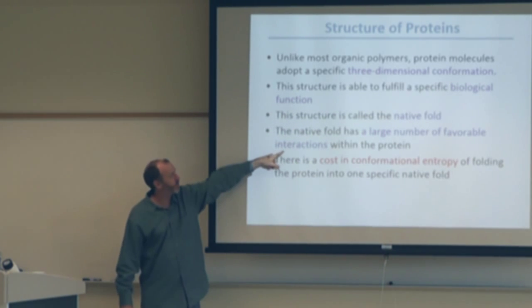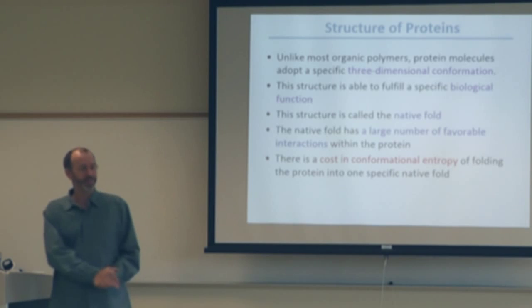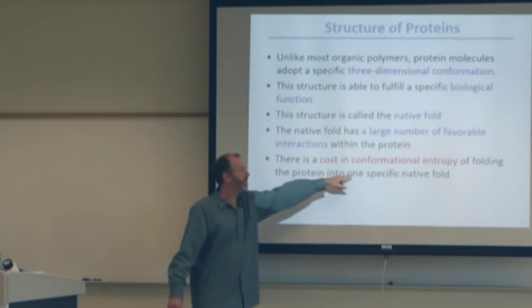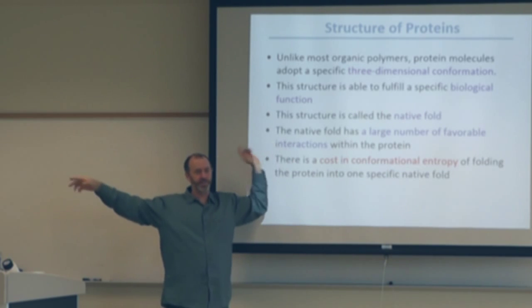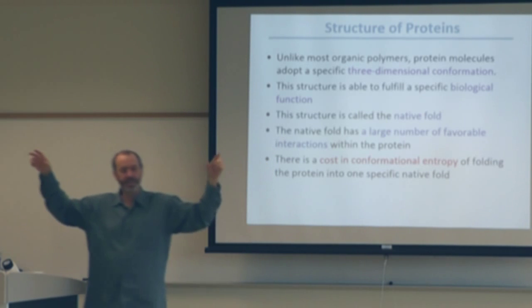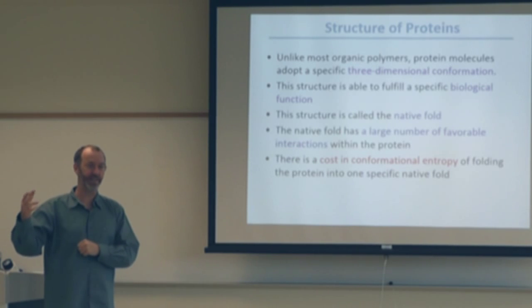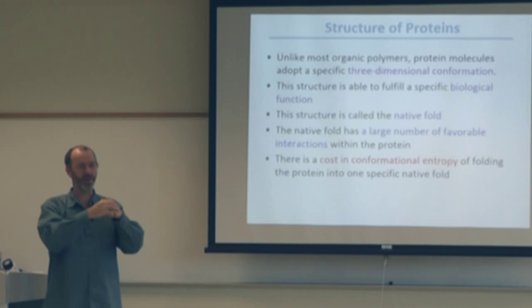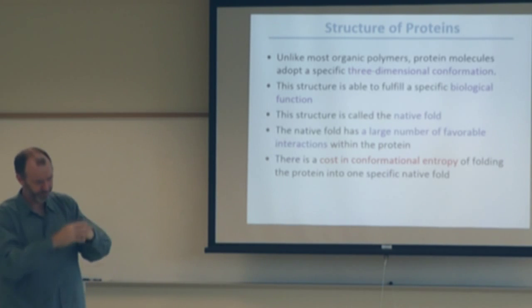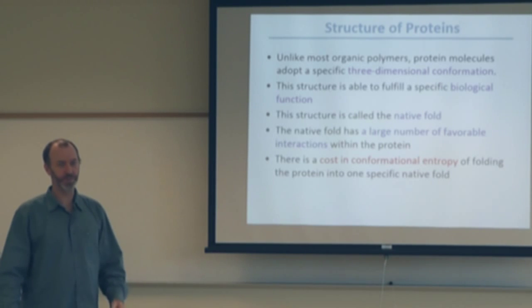The native fold has a large number of favorable interactions within the protein. So these are energetically favorable. And there's a cost in conformational entropy, right? When it's folded, it's not as free to rotate around bonds, so the entropy is lower. But you get entropy gains, and the main entropy gain comes from what, you know? The solvent, water. You bury all those hydrophobic R groups, and then the water doesn't have to be highly ordered around them.